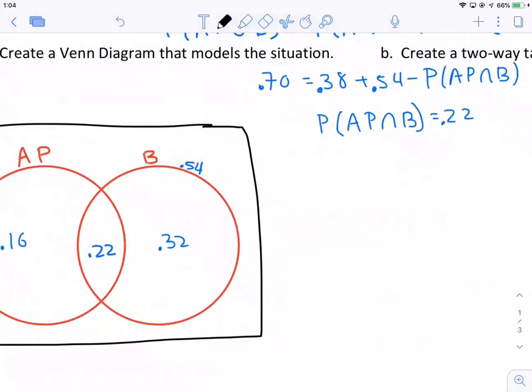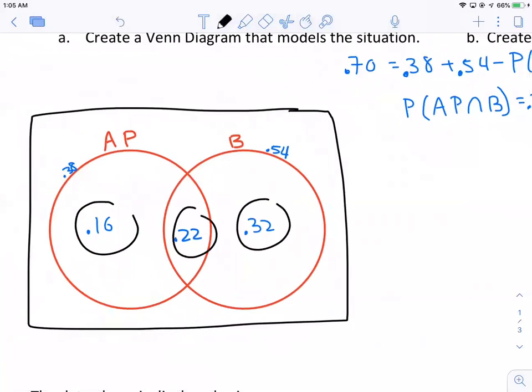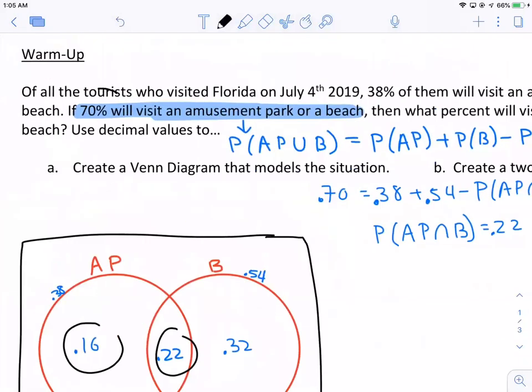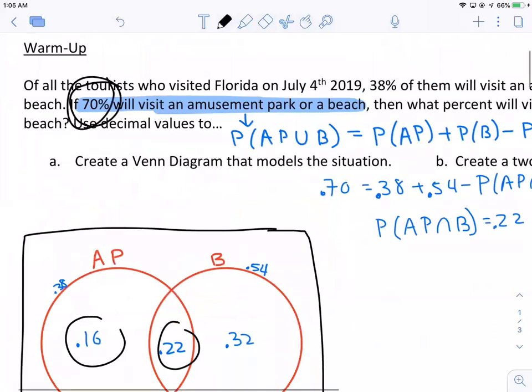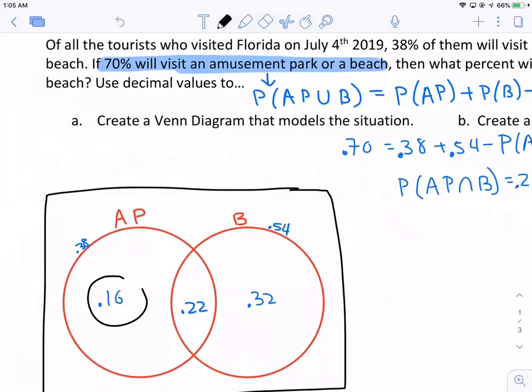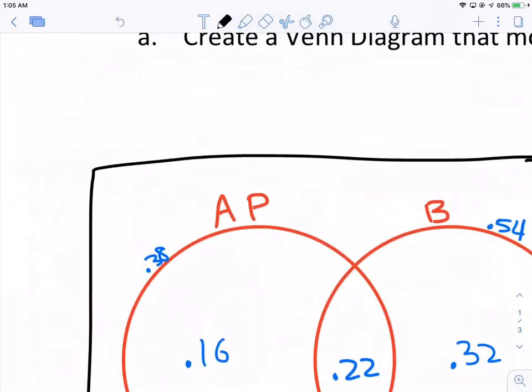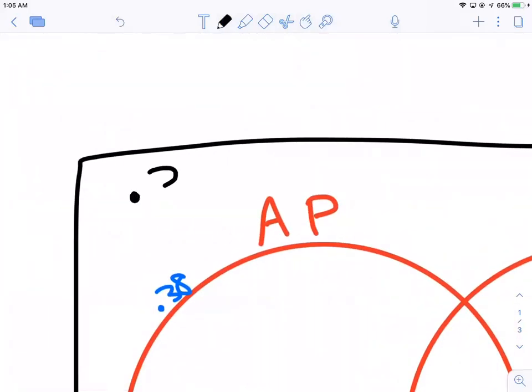And so now if I add up these three numbers, that is going to equal 0.7, right? At least I hope it equals 0.7, 0.54, yeah. It's going to equal 0.7 because that is 70%, right? We'll visit either a park or a beach. So we know outside, I need to have this number 0.3, right?